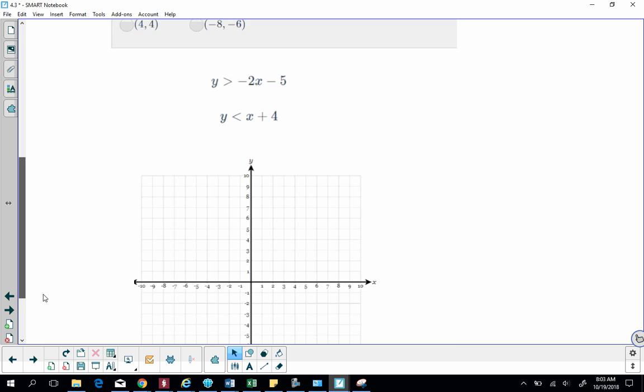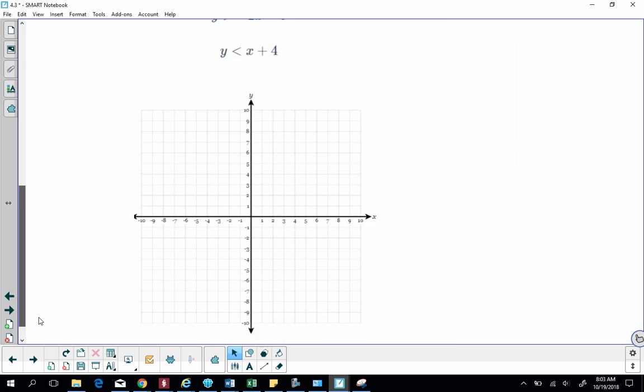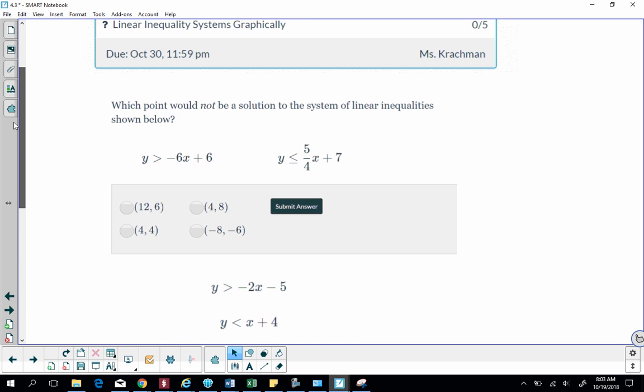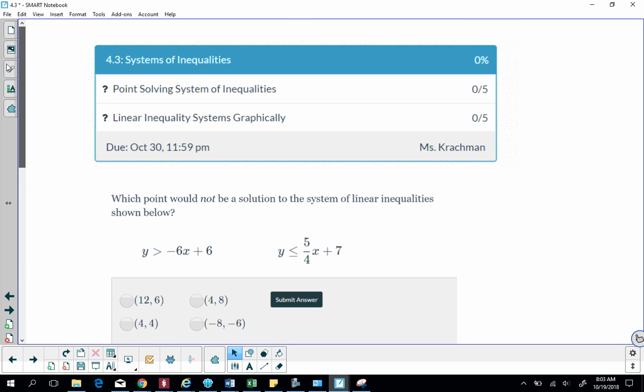The second one, I don't even think you need to rearrange them. It looks like this, and you're just graphing and finding the solution. If that's going to help you more right now, you can get your number, whatever number desk you have, and start on that Delta Math.